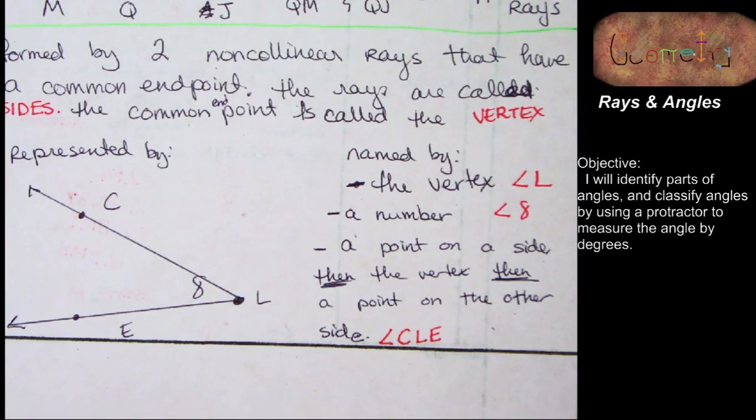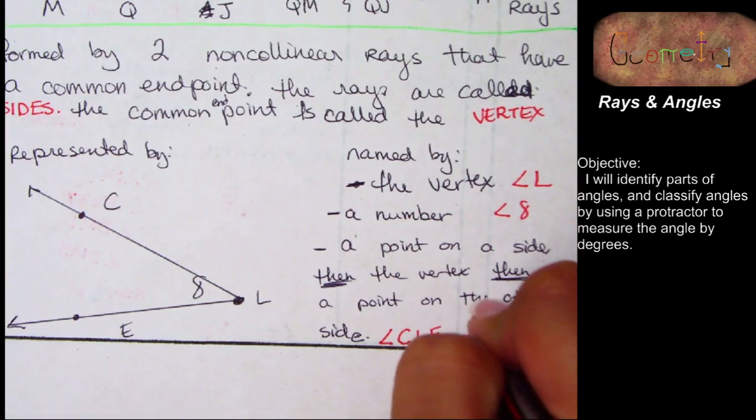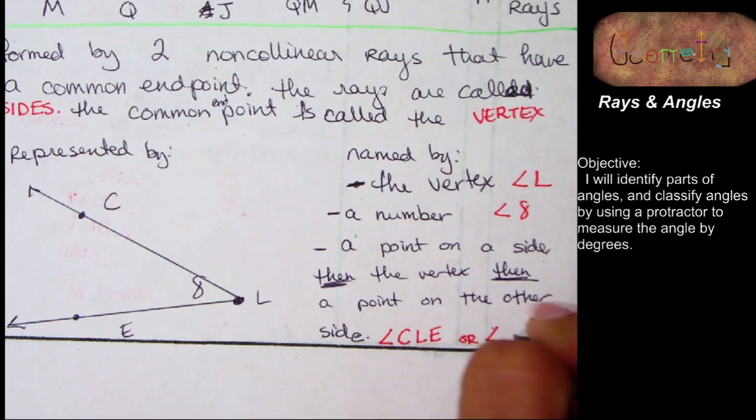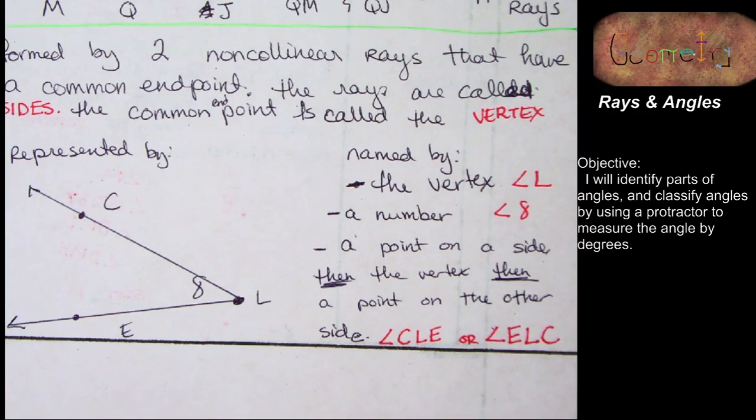Okay? The vertex always has to be in the middle. It always has to be the second one. You could also name this angle, start at the other side, E, L for its vertex, C for its other side.